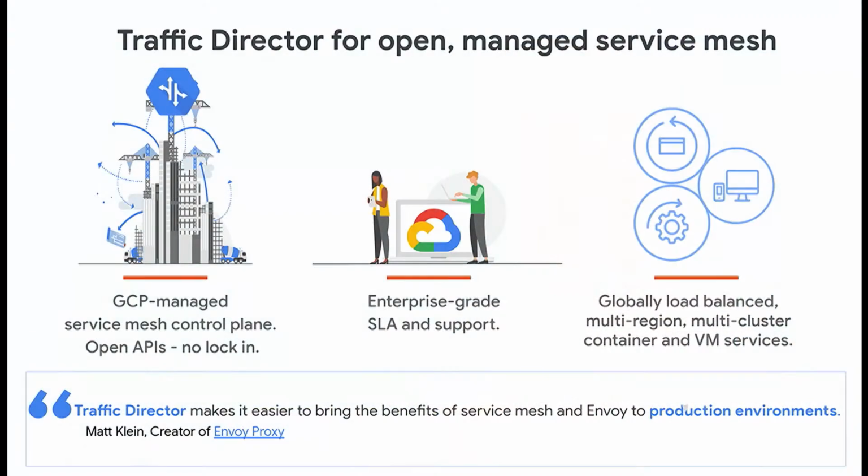Now, if you think of Traffic Director, think of all of the things we spoke about. One is that you want Google Cloud to go manage your Service Mesh control plane. So that is the first thing we did. Then we bundled enterprise-grade SLA and support on top of that. And then the last thing is what a lot of customers love Traffic Director for, which is global load balancing for internal microservices and multi-region, multi-cluster container and VM services. And in fact, Matt Klein, who's the creator of Envoy Proxy, has been involved in this project from early days, and he's been a huge source of support and also in terms of the feature set that we should build.